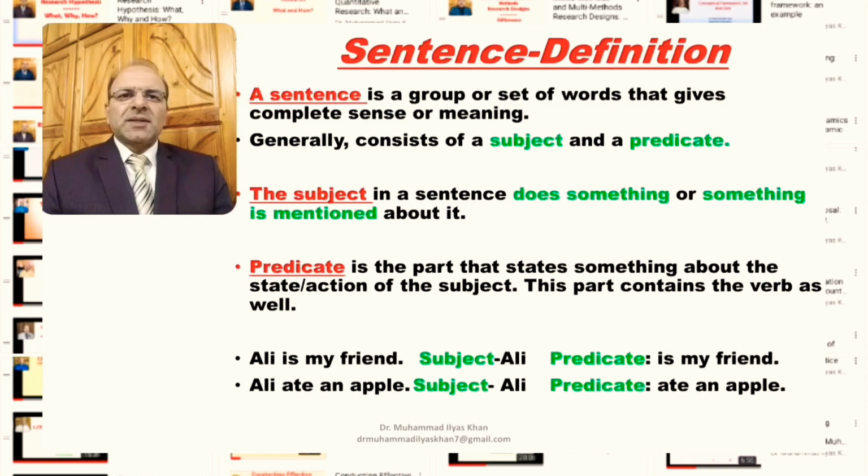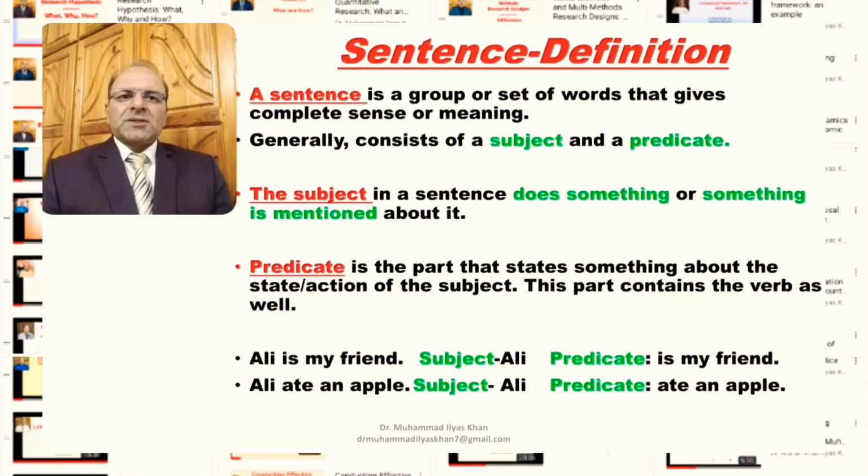A sentence is basically a group or set of words that gives complete sense or meaning. There could be a set of words or a group of words that might not give complete sense or meaning. A group of words is only called a sentence when it gives complete sense. Generally, a sentence will consist of a subject and a predicate.